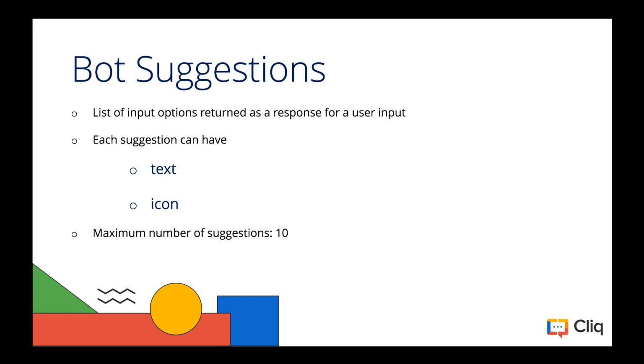Now one way of user input is where the user sends a message to the bot directly, and there is yet another way where you can prompt the user input by providing bot suggestions. Bot suggestions are just simple options that the bot presents to the user to choose from. When the bot recognizes a message that the user sends, while returning a response, it can return a list of suggestions, that is options for the user to choose from. The bot suggestion is a list containing many maps. The maximum number of bot suggestions that can be returned is 10. And each suggestion can have a text and an icon.